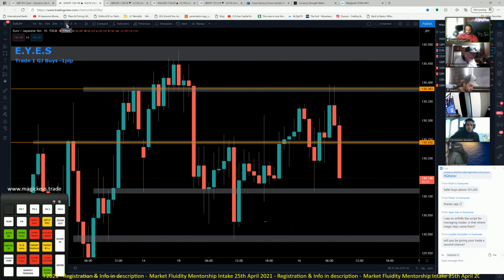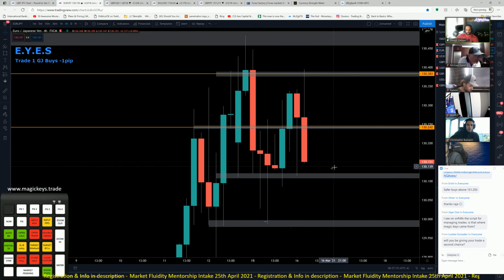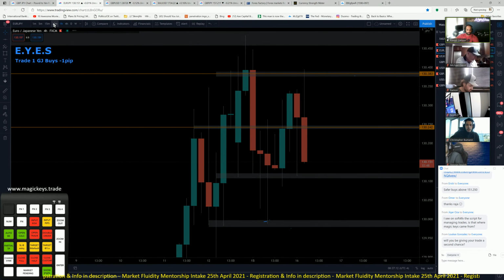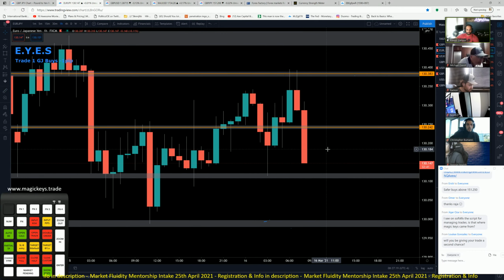Let's take a look on the 1 hour time frame, 4 hour time frame. Yeah, it's just ranging over here. 4 hours ranging, 1 hour is coming back in the range. How big is this range over here? This is like a 9 pip range, 12, 13 pip range at this point.